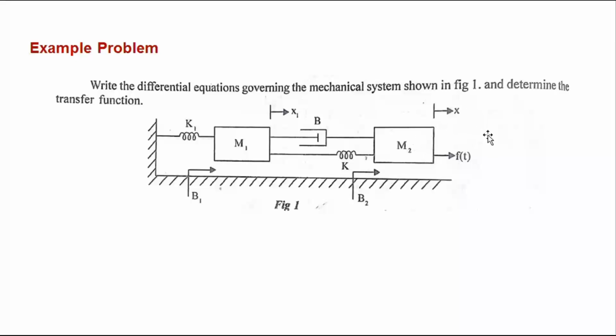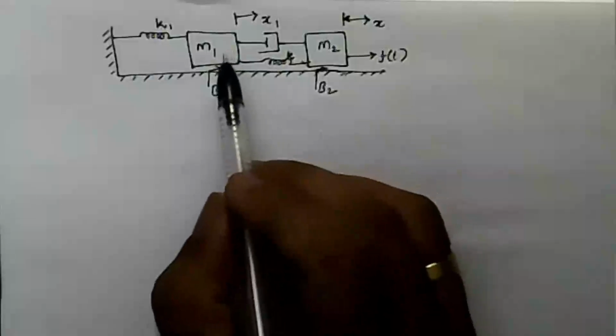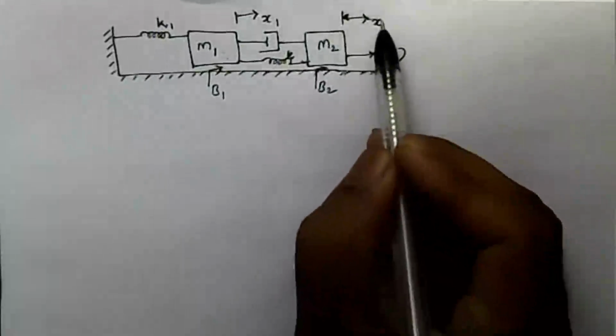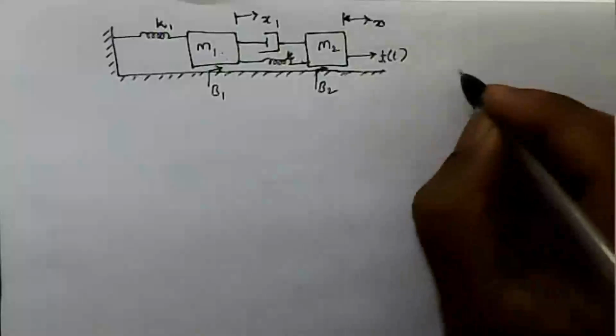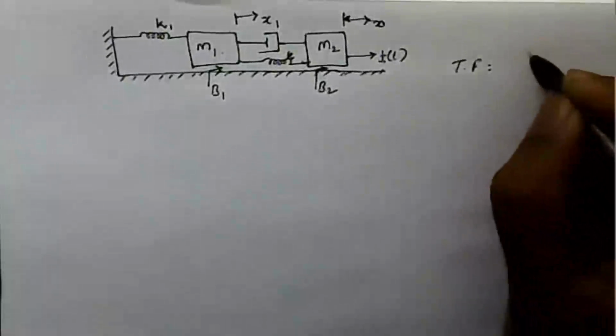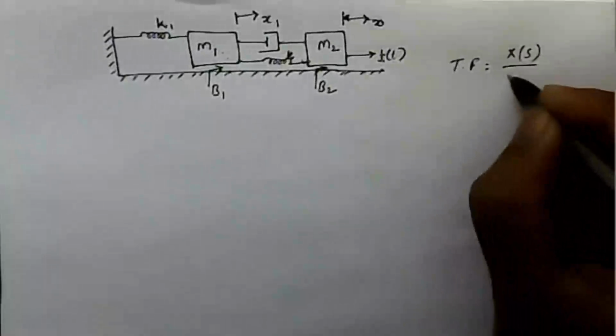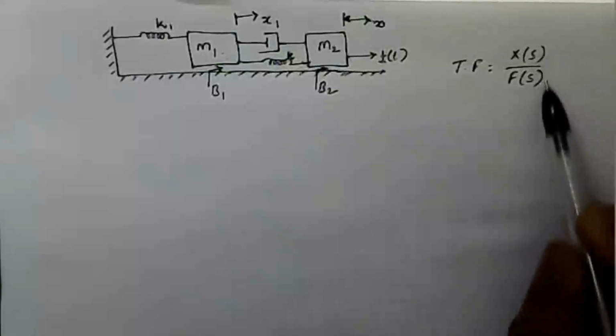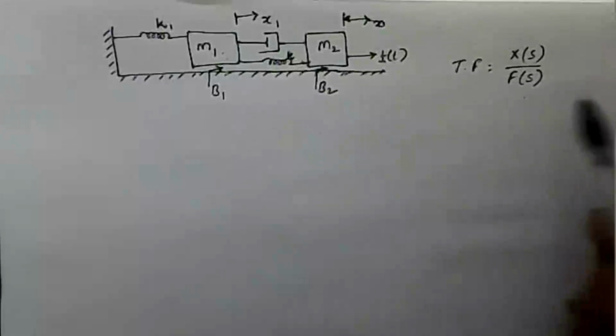So the transfer function becomes the Laplace transform of the output divided by the Laplace transform of the input, X(s) divided by F(s). We want to find X(s) divided by F(s). Now let's see the solution of this problem. Here the system consists of two mass elements. The transfer function of the system is the Laplace transform of the output divided by the Laplace transform of the input.